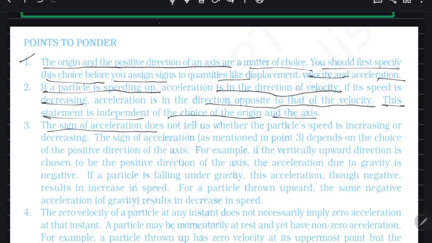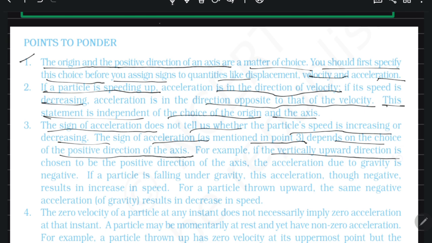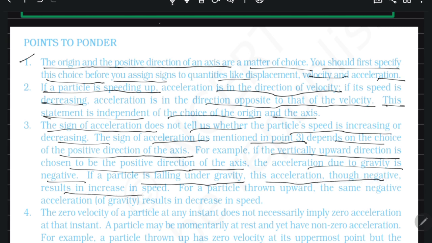The sign of acceleration does not tell whether the particle's speed is increasing or decreasing. The sign of acceleration, as mentioned in the point above, depends on the choice of the positive direction of the axis. For example, if the vertically upward direction is chosen to be the positive direction of the axis, then acceleration due to gravity is negative. If a particle is falling under gravity, this negative acceleration results in an increase in speed. For a particle thrown upwards, the same negative acceleration due to gravity results in a decrease in speed. You are getting my point?